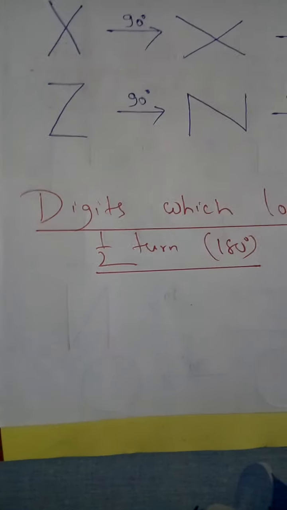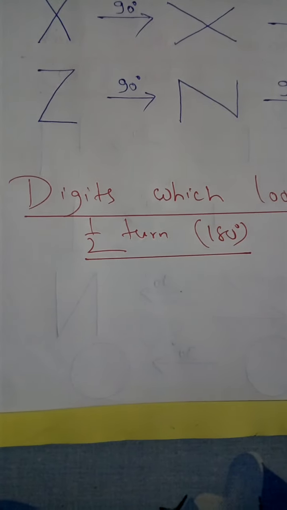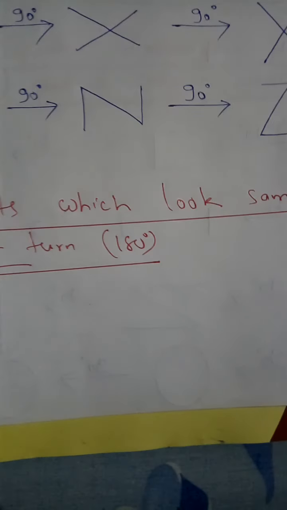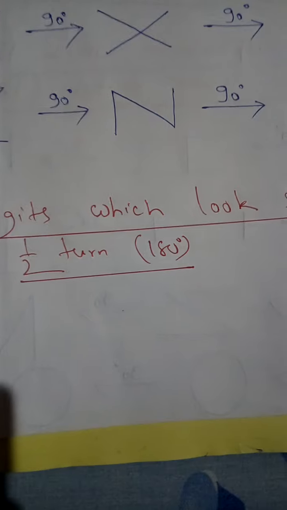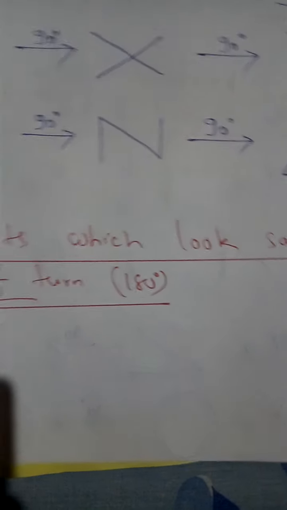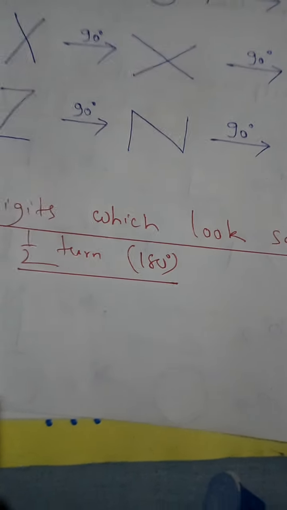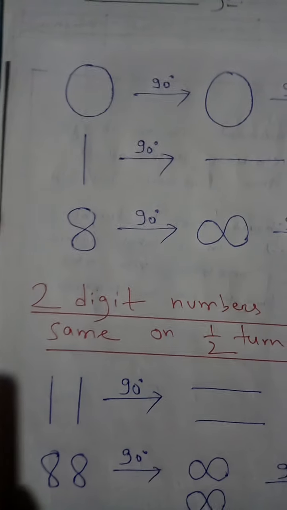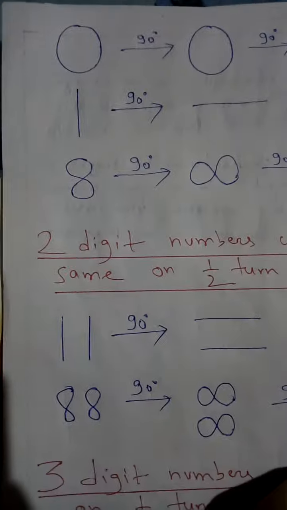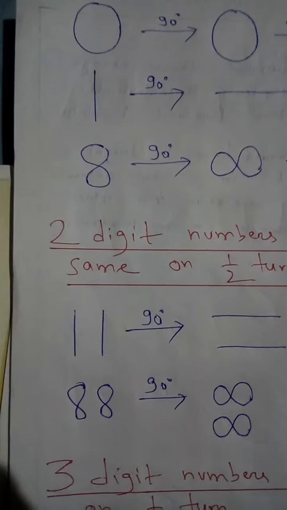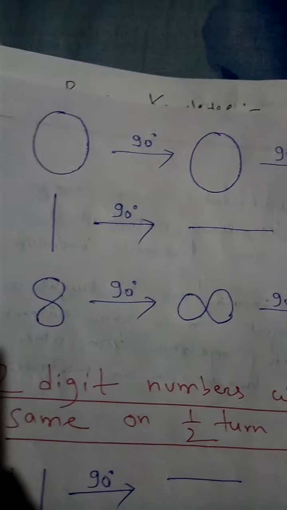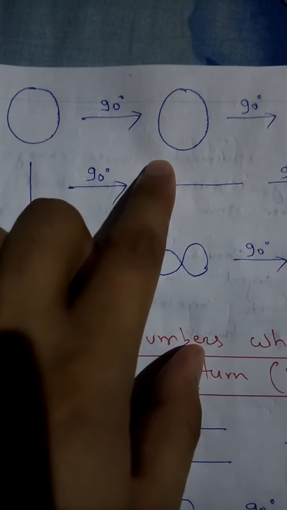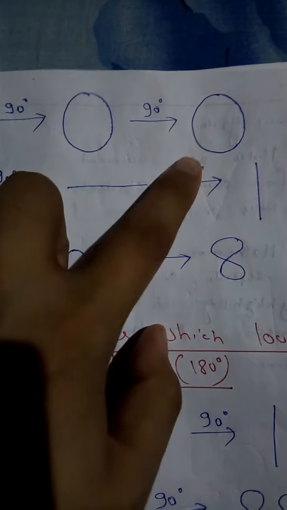Now the next topic is digits. There are some digits which look same after half turn, that is 180 degree. So what are the digits? So first digit is, as you can see, 0. The first digit is 0. So 90 degree, again 90 degree, same.